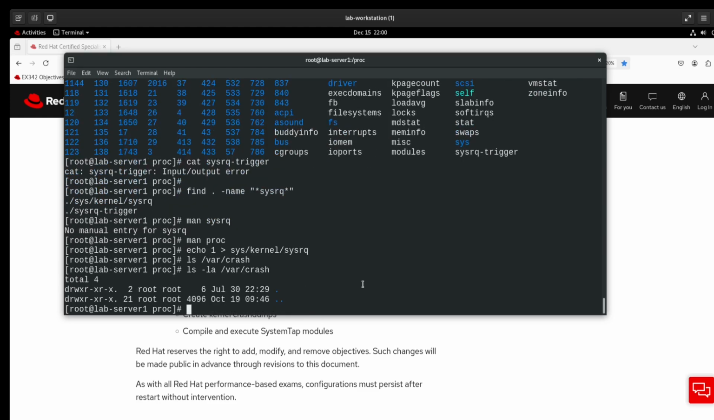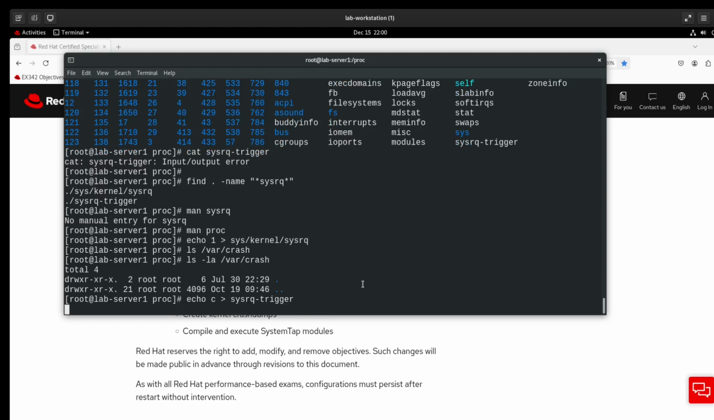So we basically have it on now, and let's take a look at var crash. There's nothing in there, and we're going to send basically the C key, same as doing like print screen or sysrec. So we're going to send that to sysrec trigger, and that is going to basically kill my SSH session and cause the system to crash.